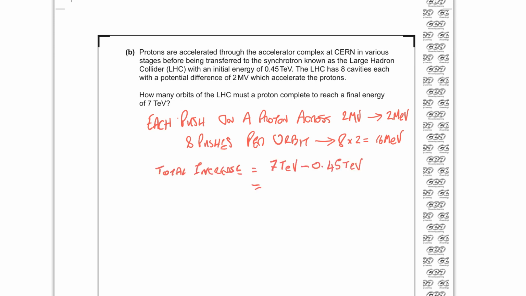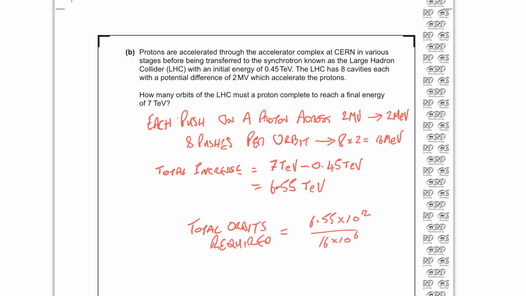So the total increase is the energy they end up with, 7 tera electron volts, minus the energy they come in with, which is 0.45 tera electron volts. So that's our total amount, 6.55 TeV, and we've got 16 MeV per loop. It's just going to be the total energy divided by the energy they get per loop, and that gives you approximately 4.1 times 10 to the 5 orbits.